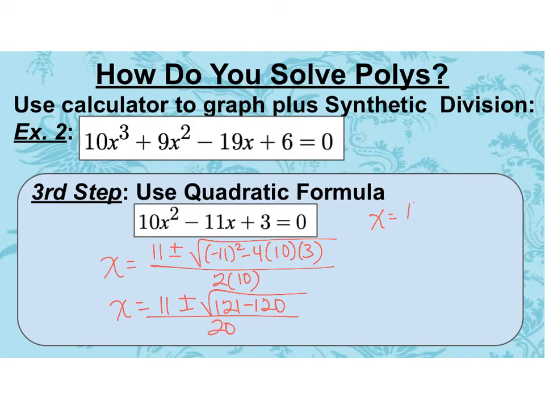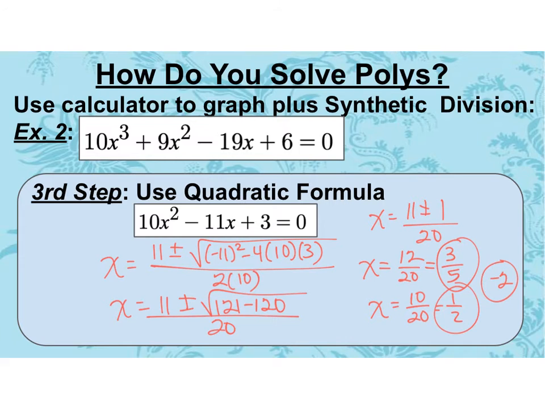So x becomes 11 plus or minus the square root of 1, which is 1, over 20. X is 12 over 20, which simplifies to 3/5, and x is 10 over 20, which simplifies to 1/2. So my three answers are 3/5, 1/2, and the original -2. I check my degree, it's 3, so I did find all three answers.